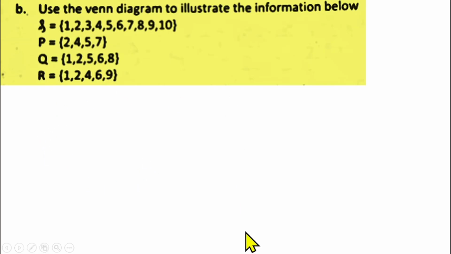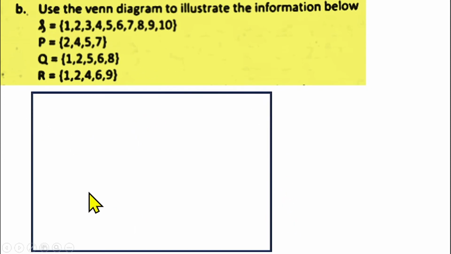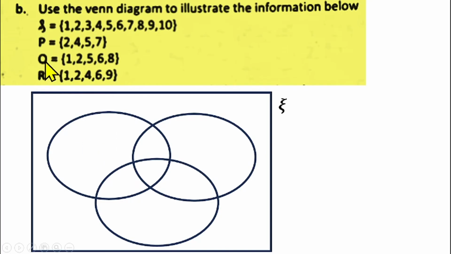What do you do first? Draw your rectangular box that's representing the universal set. So if I draw my rectangular box, I have this. Then I need to draw 3 circles to represent the three sets here, P, Q and R. Of course the universal set is labeled with this symbol. Now I need to draw 3 circles to represent sets P, Q and R.